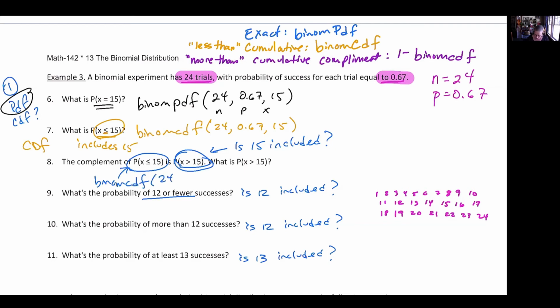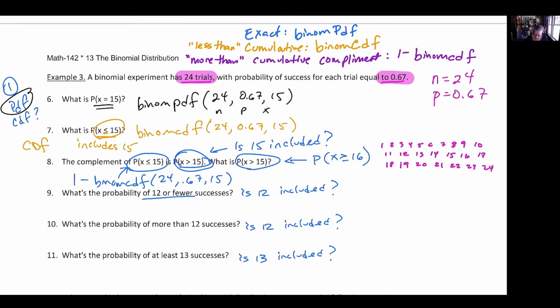Okay, and that would be 24, .67, 15 like we just did, but we want everything else. So this is where we're going to do the 1 minus because we want to find what's above 15. And what's above 15 is actually P, the probability that X is greater than or equal to 16. Okay, so what we just did here, you can think about it this way. In the above one, the 1 through 15, we found these. But we're now asked to find what's bigger than 15. So we're finding the remaining parts. So that's where we use the complement.